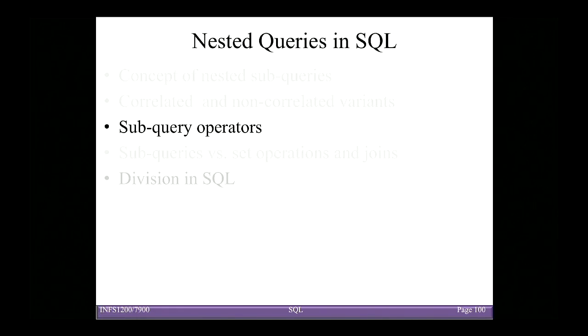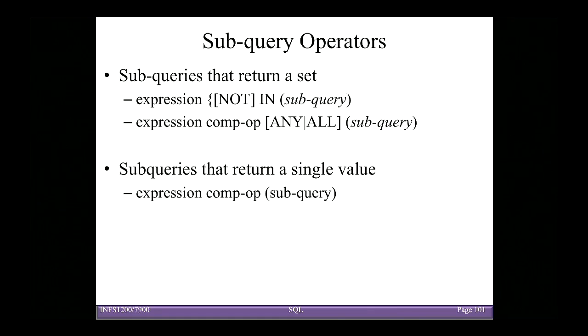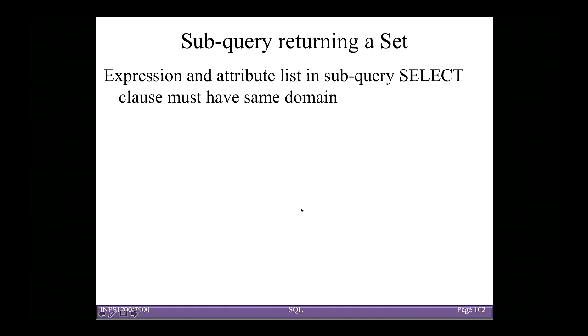Okay, so let's look at the types of operators you can use in nested queries. Essentially you have two types of operators: operators that return a set and operators that return a single value. Operators that return a set are going to be used with not in or any or all. Subqueries that return a single value are going to be expressions that we're going to compute using some aggregated functions. So let's start by looking at things that return a set.